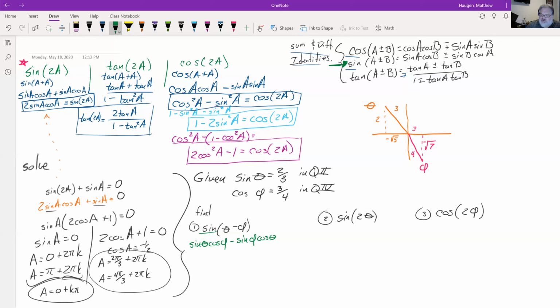So the sine of theta, we were actually told, is 2/3. Heck, even the cosine of phi, we were told, 3/4. Minus sine of phi, well, got to go over to phi. The sine of phi is going to be negative square root of 7 over 4. So negative square root of 7 over 4 times the cosine of theta, and the cosine of theta would be negative square root of 5 over 3. Questions about where any of that came from?